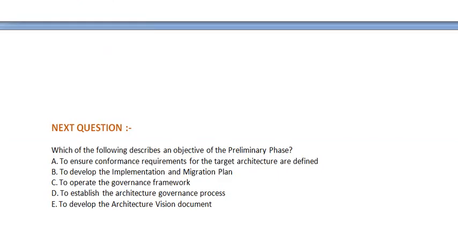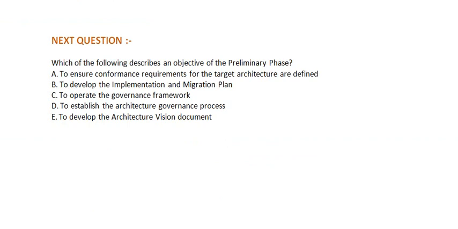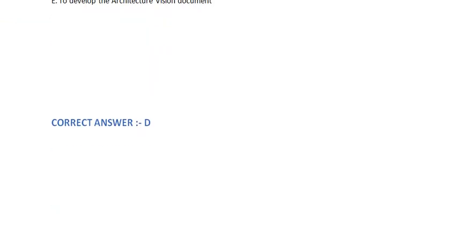Next question is, which of the following describes an objective of the preliminary phase? Option A, to ensure conformance requirements for the target architecture are defined. Option B, to develop the implementation and migration plan. Option C, to operate the governance framework. Option D, to establish the architecture governance process. And option E, to develop the architecture vision document. The correct answer is option D.